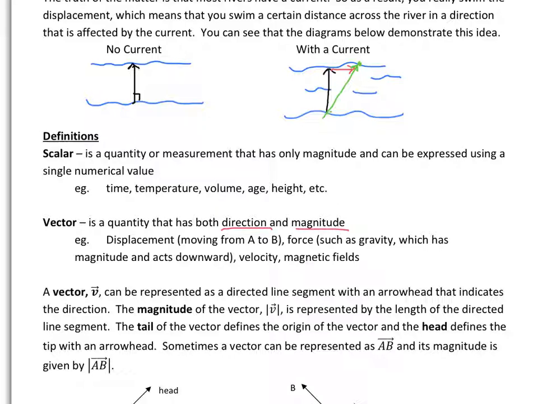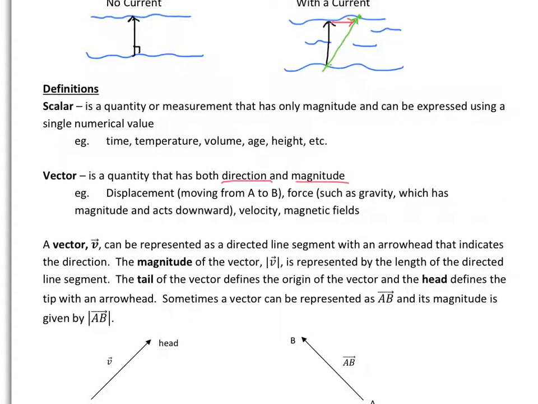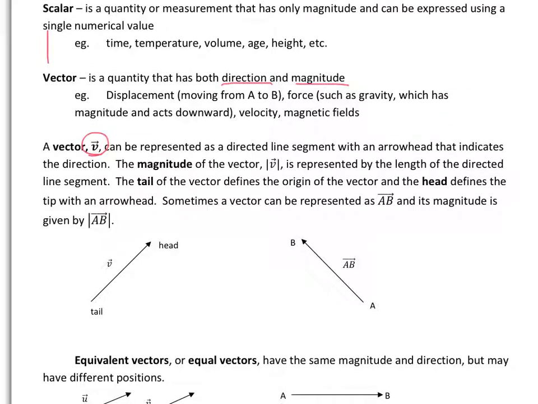Now, often in terms of the notation, we represent vectors with a little arrow above the letter, as you can see in this case here. So they can be represented various ways, as you'll see here in the diagram. So usually we represent vectors as directed line segments, so there will be an arrow on one end of your vector. And the end with the arrowhead is called the head of the vector, and the other end is the tail. So the tail is what shows you where the vector originates, and the head defines the tip with an arrowhead.